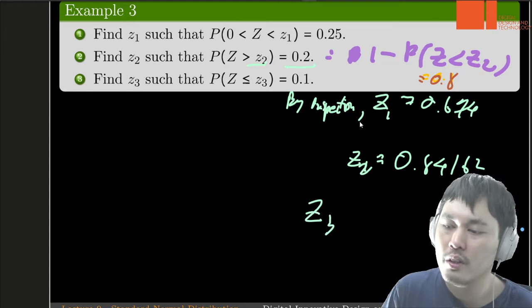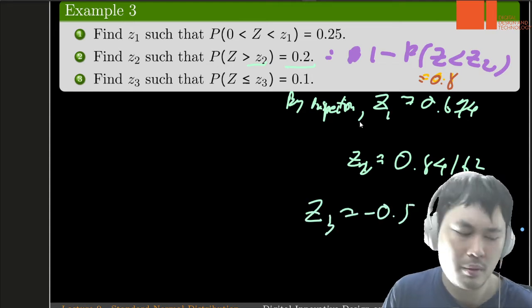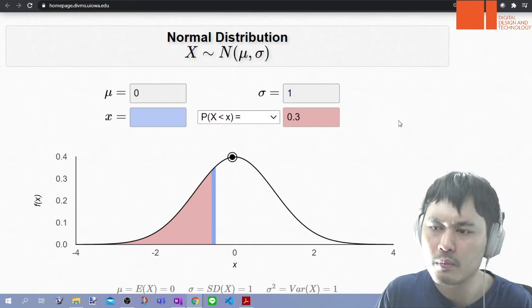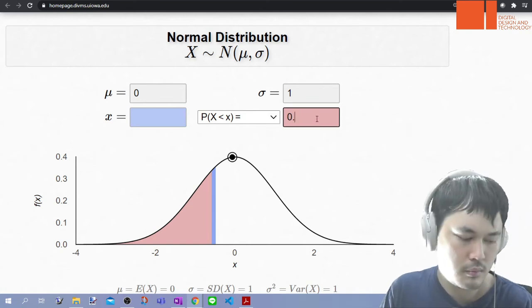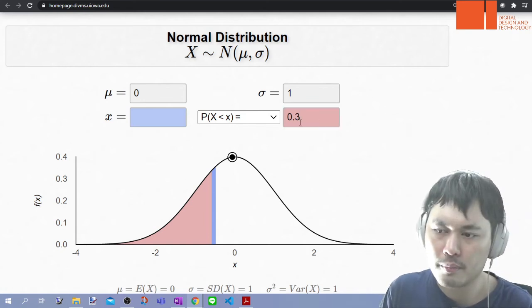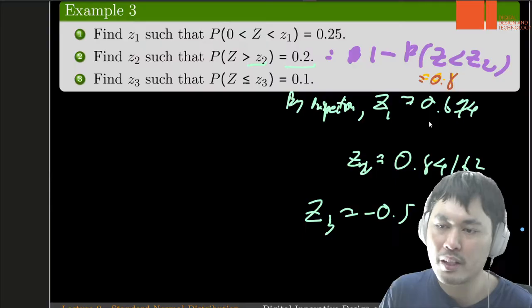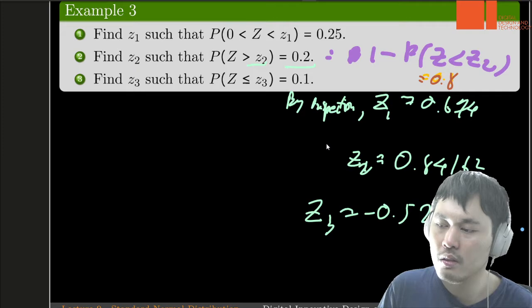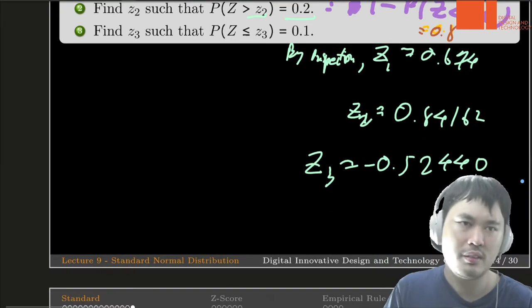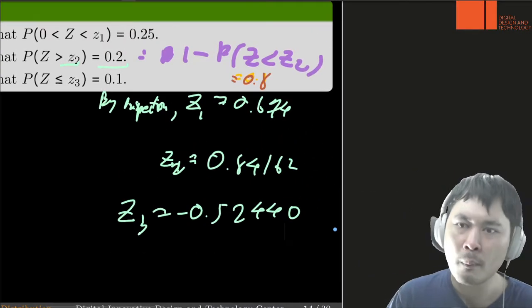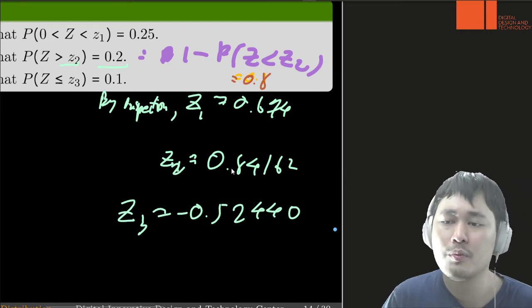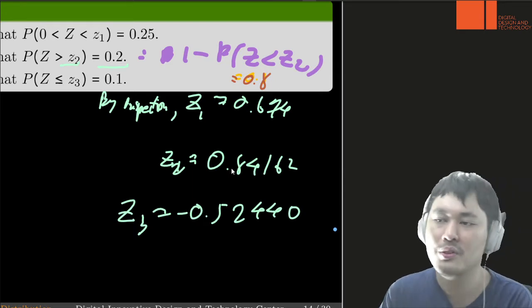So the value for 0.3 is about, what was that, 0.5? Oh, it's gone. 0.3, yeah, 0.5244, I think actually. So if you are asked this type of question, the only way to do it is to use an app.